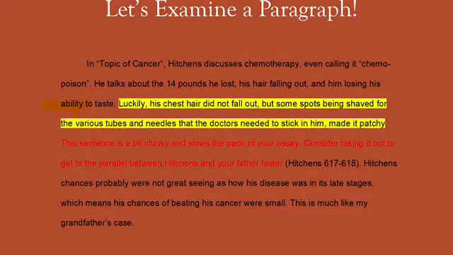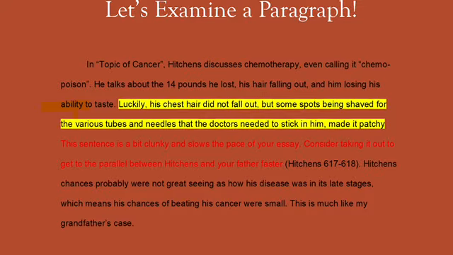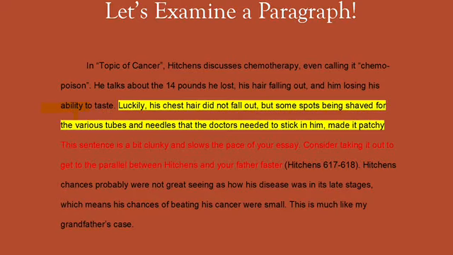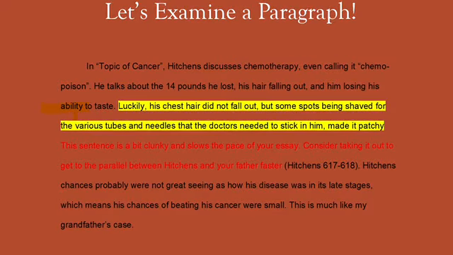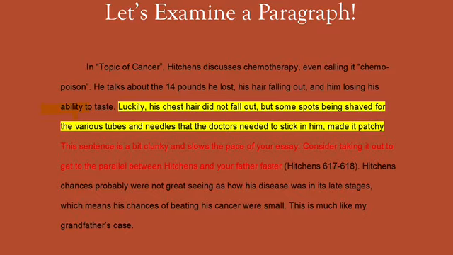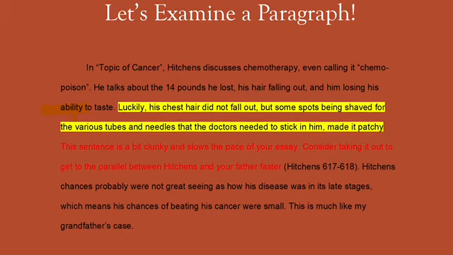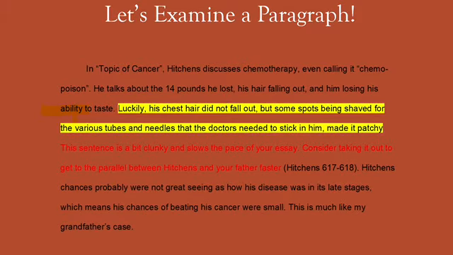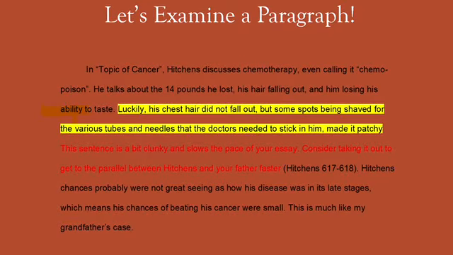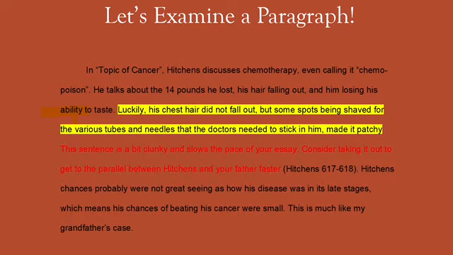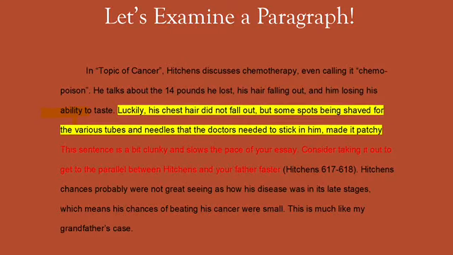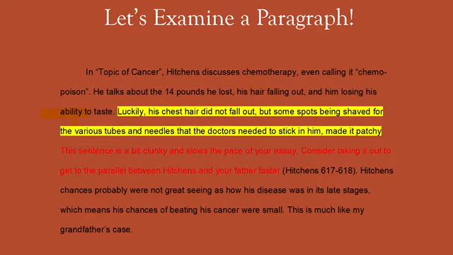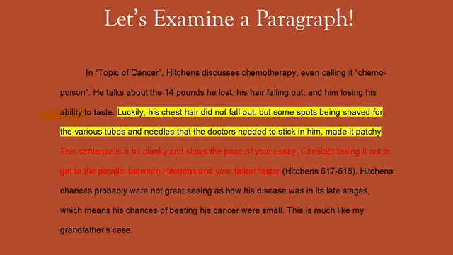I would consider taking out that sentence to get the parallel between Hitchens and the father faster, which is a point that they were making earlier in their essay. But again, this is going to be up to the student's discretion. If they want the reader to be slowed down at this point, they can stick with that clunky sentence, or they can take it out and put a simpler sentence in there to get more directly at the parallel they're trying to make. And then the rest of the paragraph just says, Hitchens' chances probably were not great, seeing as how his disease was in the late stages, which means his chances of beating his cancer were small. This is much like my grandfather's case.